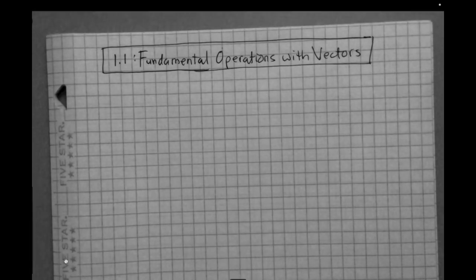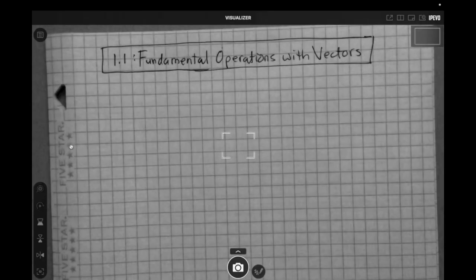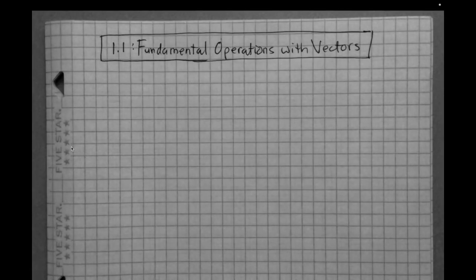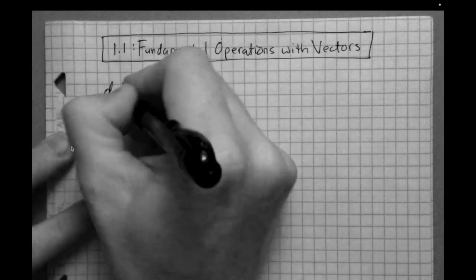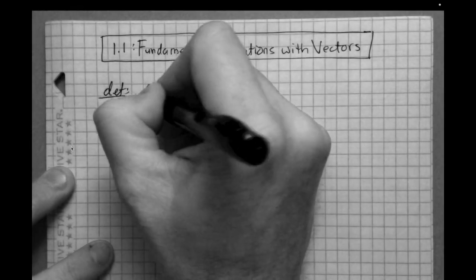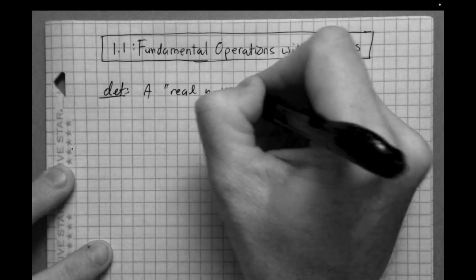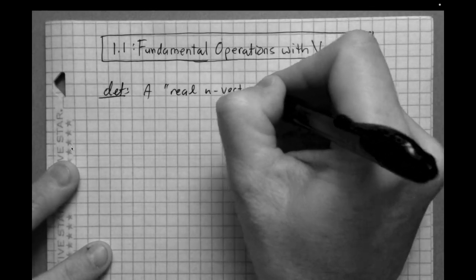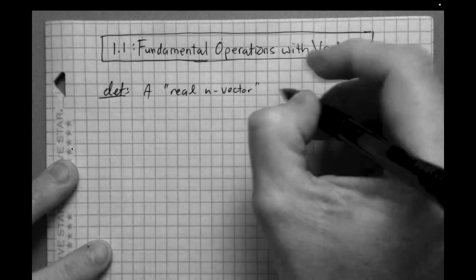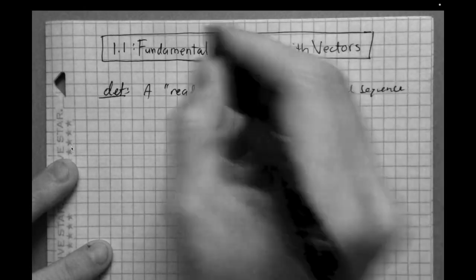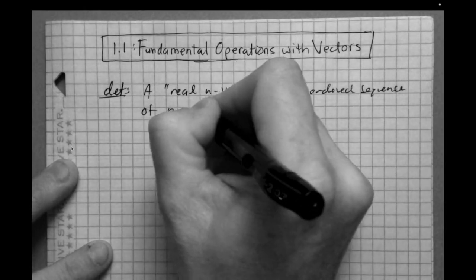This will be section 1.1, and we'll call it fundamental operations with vectors. Okay, let's start with what we mean by a vector. Start with a definition. Here we're going to use the term n vector to denote a vector with n entries. A real n vector is an ordered sequence of n real numbers.